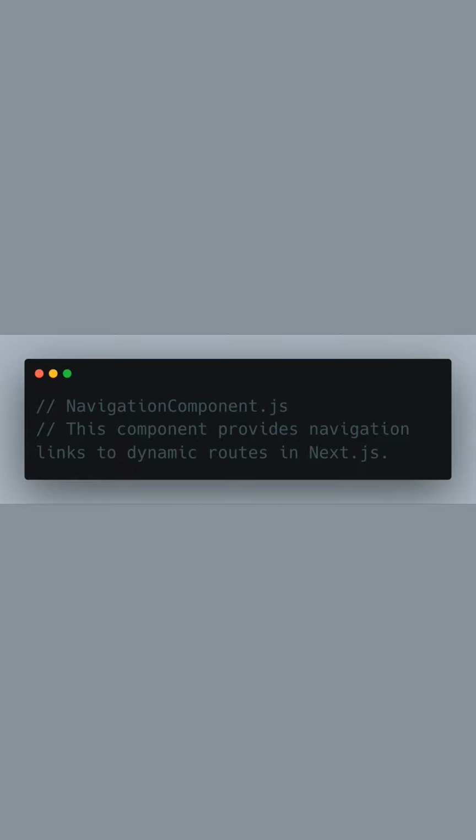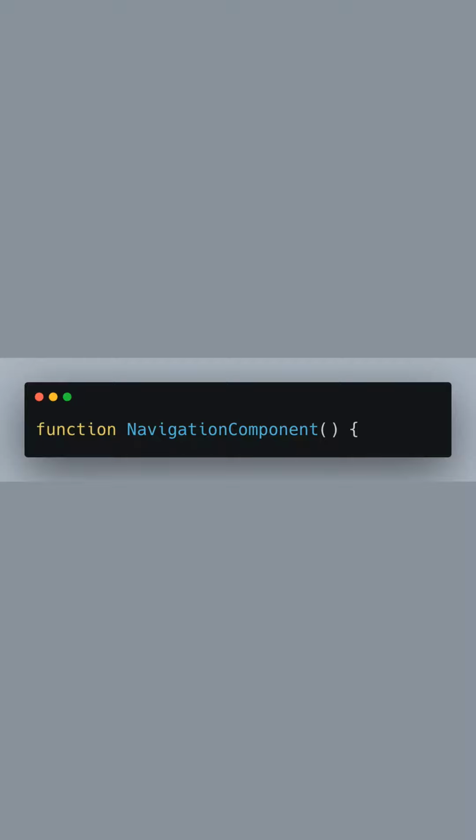Now, we start by declaring our navigation component. This component will render navigation links that route to dynamic pages within our Next.js application. Dynamic routes allow us to create pages that can change based on the data provided in the URL path. We define the navigation component as a functional component. We'll populate it with our navigation logic shortly.